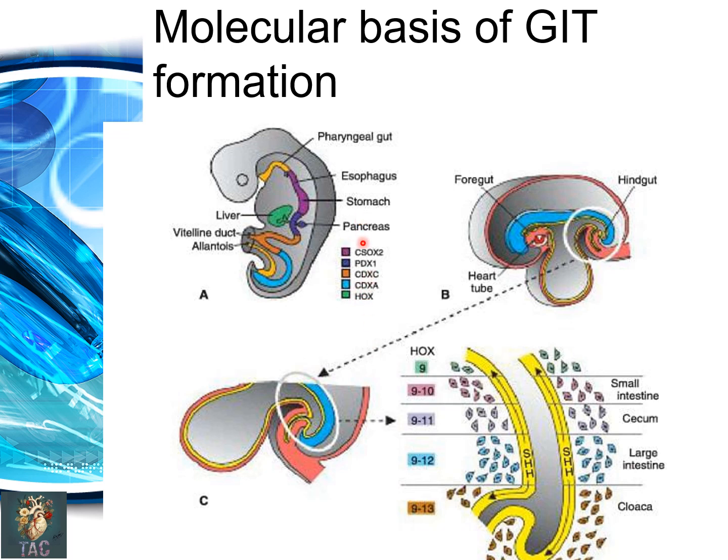This is the molecular basis of GIT formation, which will lead to expression of the epithelial and mesenchymal interaction, leading to expression of these different genes, and their gradient varies, which results in specification of different parts of the gut tube, which will form different areas like small intestine, cecum, large intestine, cloaca, etc.